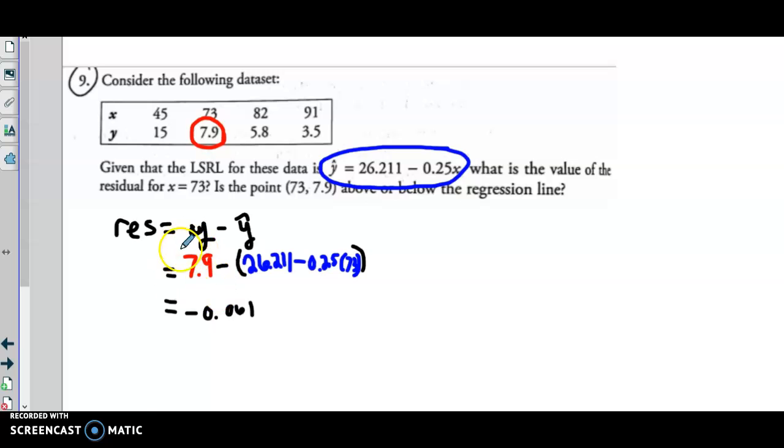Well, the actual point, if the actual observed minus predicted, if I get a negative number, that means the predicted value was bigger. So the line was above the actual point. So here, the point falls below the regression line. 7.9 is below this y value. I didn't calculate this, but you could easily just type in what's in blue. That would show you the predicted y value. So again, the actual point falls below the regression line. 7.9 is less than whatever that blue value would be.